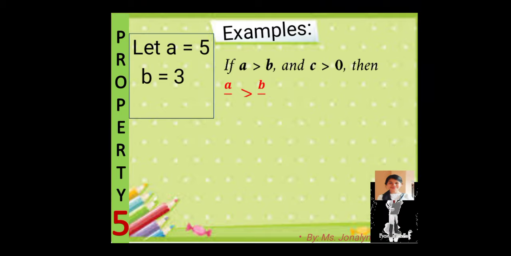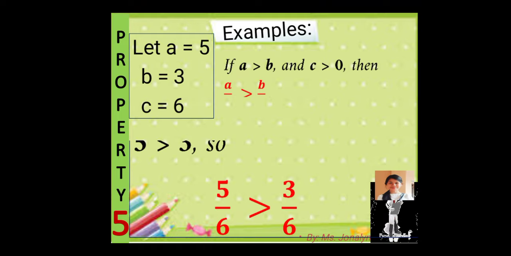A is equal to 5, B is equal to 3, and C is equal to 6. 5 is greater than 3. True. So 5 divided by 6 is greater than 3 divided by 6. True.